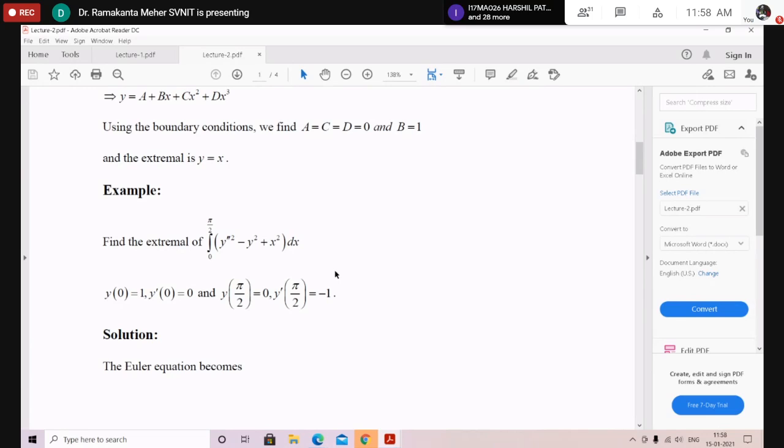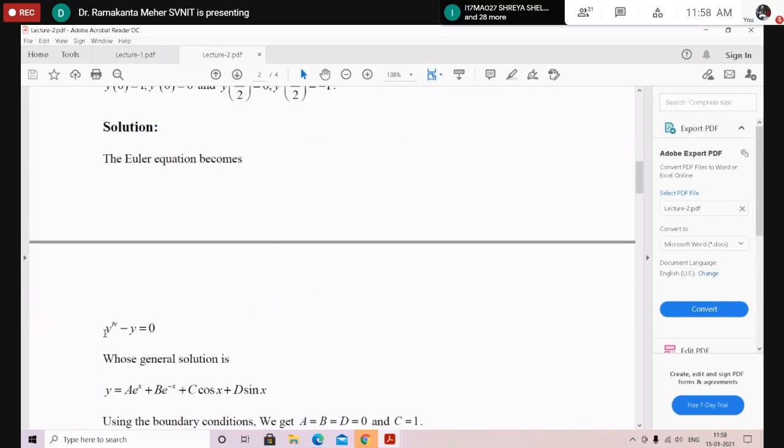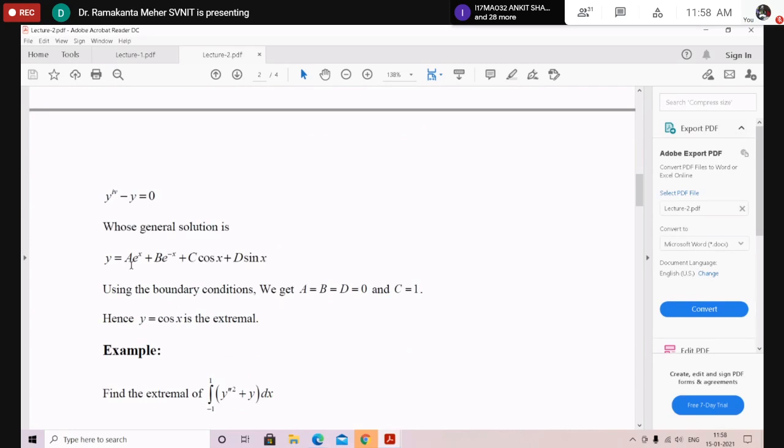Now you have to find out the extremal. So we have to set up the Euler equation first. So the Euler equation becomes y of iv minus y equal to 0. That means d4y divided by dx4 minus y equal to 0. Okay, it's also a simple differential equation of fourth order. So you can easily write the general solution. So the general solution is y equal to a e raised to x plus b e raised to minus x plus c cos x plus d sin x.